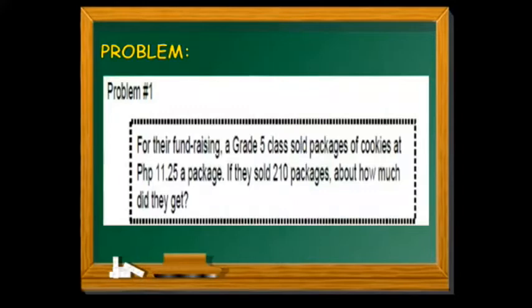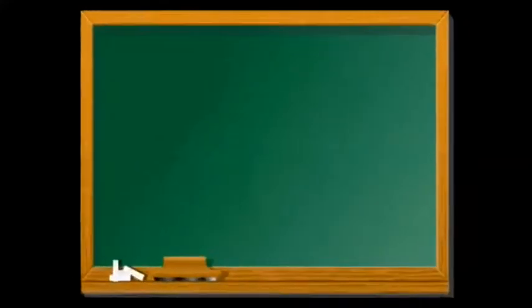So problem number one. For their fundraising, a grade 5 class sold packages of cookies at 11.25 a package. So meaning 11 pesos and 25 cents a package. If they sold 210 packages, about how much did they get? So from the word about, we're asking for an estimate amount. Okay? So that's the problem. So we will just multiply 210 to 11.25. Okay, so this is the solution.